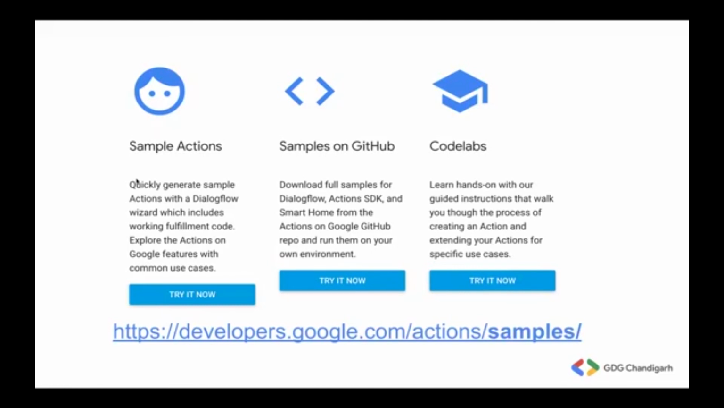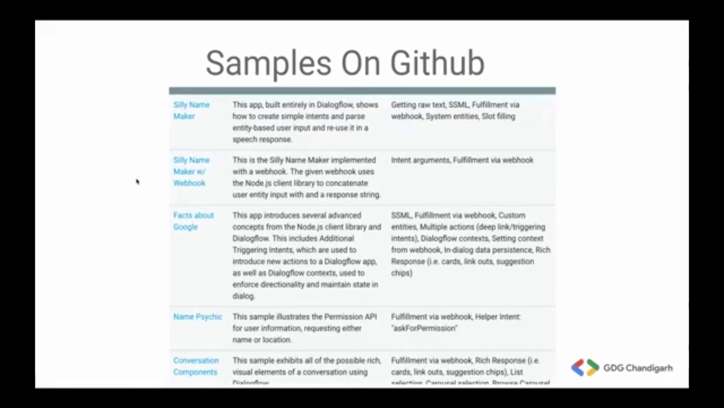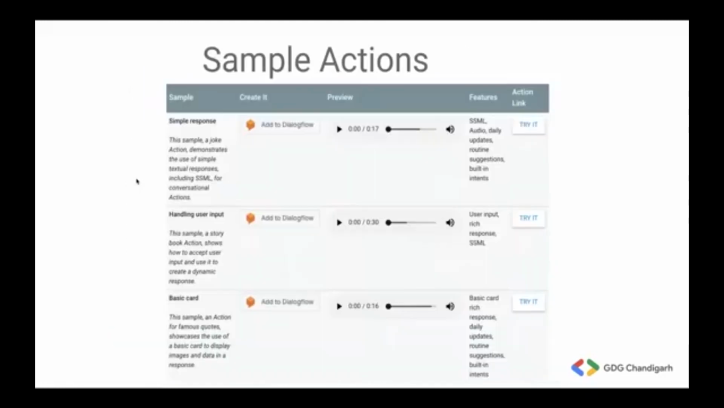So these are simple repositories available. You can try them. There are sample actions, sample GitHub, and Code Labs too, and I'll be sharing the links with you. You can try these under the blue link, developers.google.com/action/samples. You will find it there. These are the sample actions available. These are the samples available on GitHub, which you can try. We'll be sharing this over email to everyone for sure, so don't bother writing these things down. We'll share these links with you.